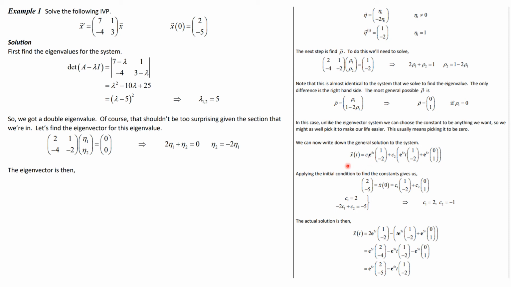Okay, so now I can write down my solution. So x of t is equal to c1 times e to the 5t, this, plus c2, and here is this with my corrected rho. And then we can apply the initial conditions, which are way up here. And we get two equations in two unknowns, and we can figure out what C1 and C2 are. And so the solution is going to be, and we're doing some simplification as we go along here, this is going to be the solution at the end of the problem.